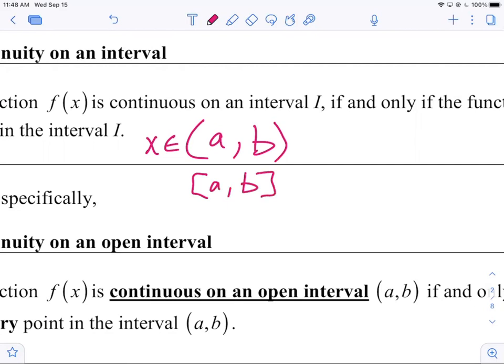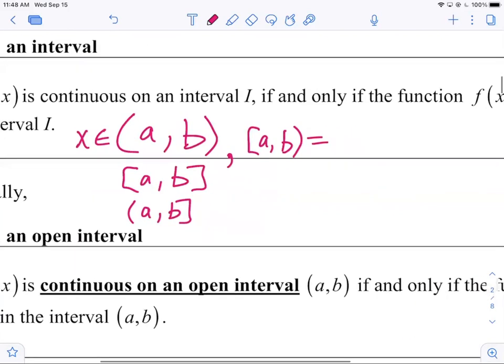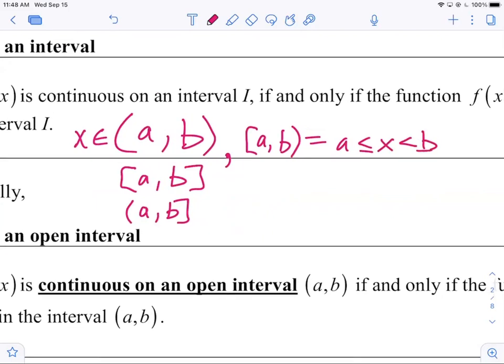But they don't have to be all or nothing. You can have something like this, which would be half open, and something like this, which would also be half open, or half closed if you're a pessimist. So those are the types of intervals. You can also write those with inequalities, so this one would be the same as a less than or equal to x less than b.